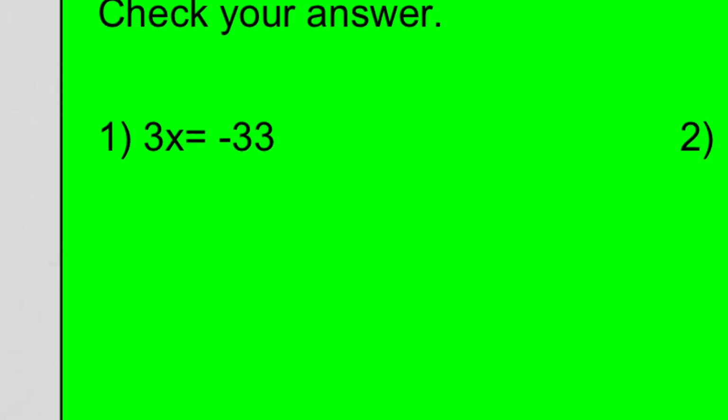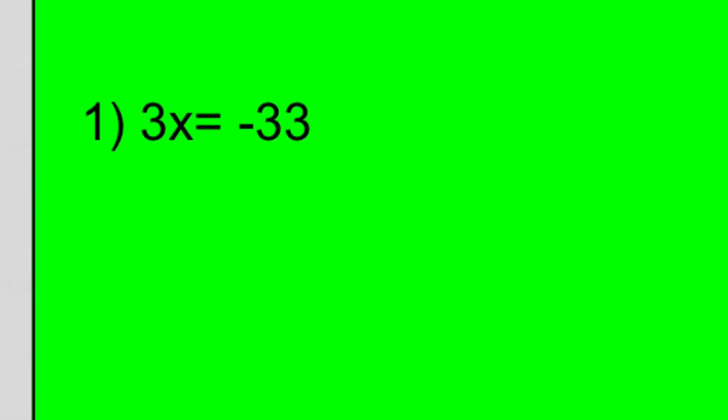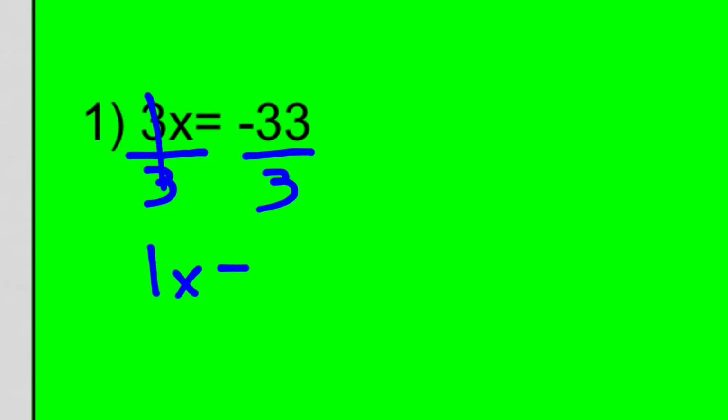So let's take a look at number 1. We have 3 multiplied by some number equals negative 33. To solve this, you divide both sides of the equal sign by 3. You show that division in the form of a fraction. 3 divided by 3 is 1x. 33 divided by 3 is 11, and it's a negative divided by a positive. So a negative divided by a positive is a negative. And that's the same as saying x equals negative 11. 1x and x are the same thing.